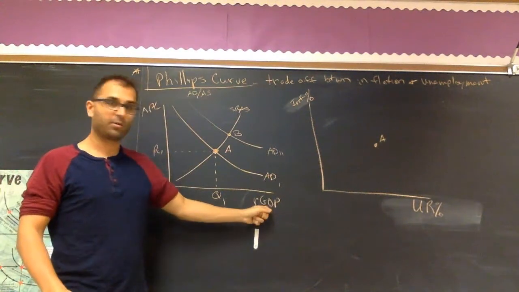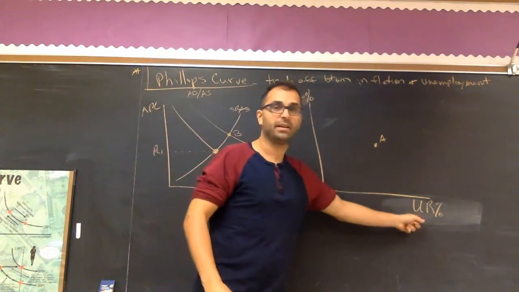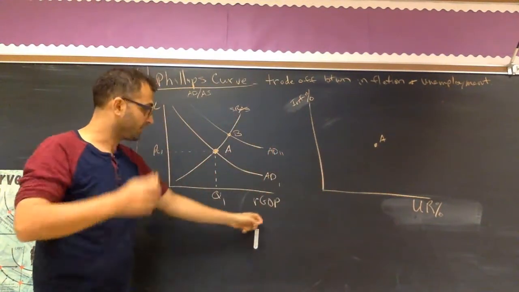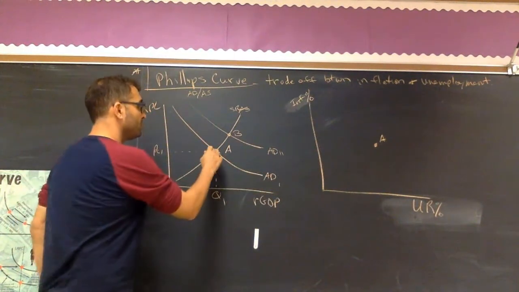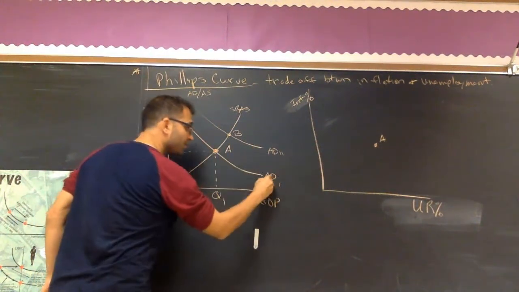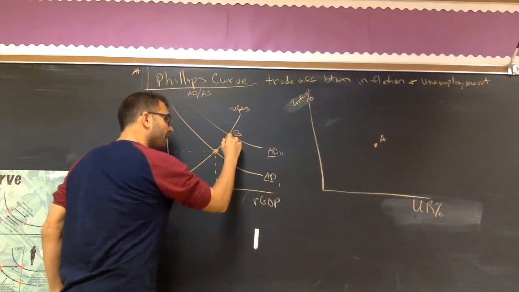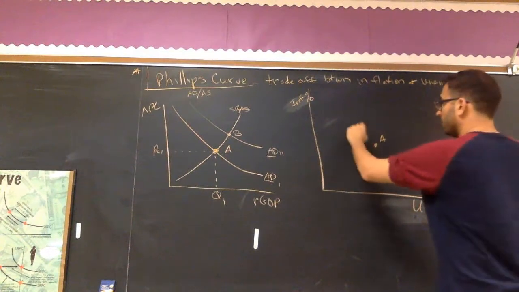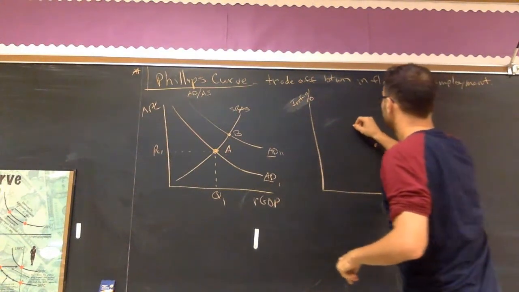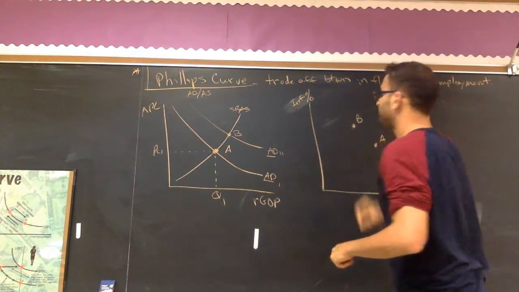Well, if this is output and this is unemployment, these move in opposite directions. When output is up, unemployment is down. So if aggregate demand is moving up and to the right, that means A is moving up and not to the right, but up and to the left. So B is actually over here.